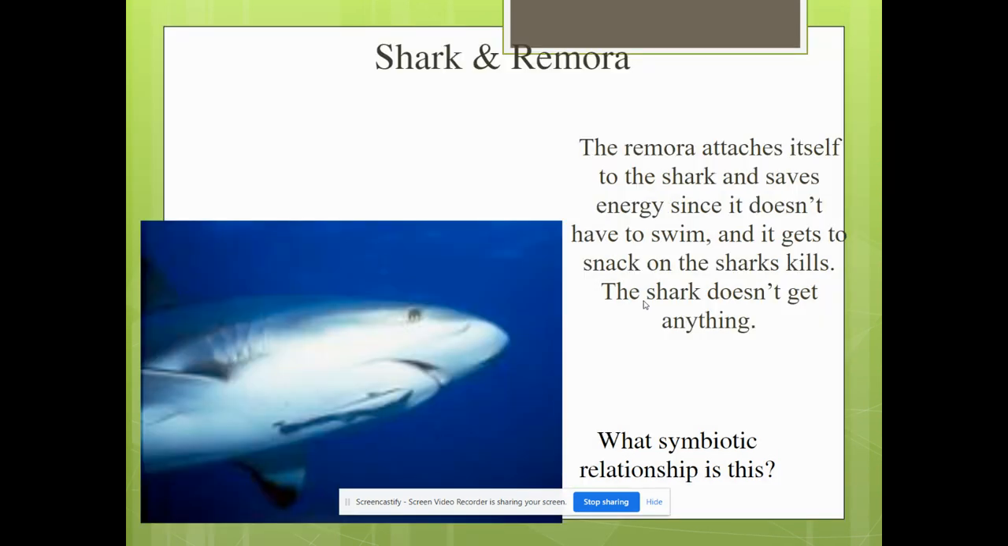So now let's talk about a shark and a remora. The remora attaches itself to the shark and saves its energy because it doesn't have to swim or move. It's just attached to the shark, and it's also getting a snack as the shark eats. Some of the food escapes its mouth, and so the remora gets a meal from that. The shark isn't getting any benefit from this. So, what type of relationship is this, guys? What type of symbiotic relationship? Very good. Commensalism.